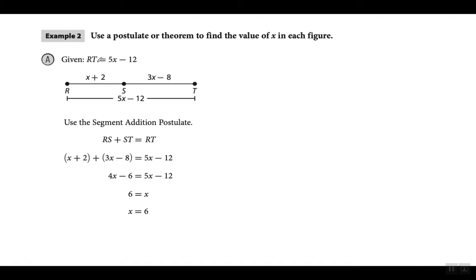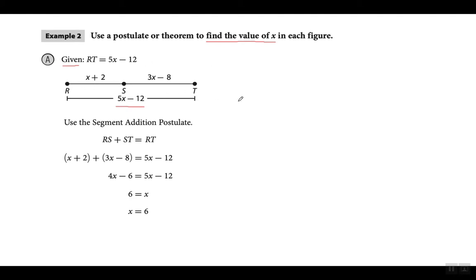Okay, so the question is, we've got to solve for x. They want us to find the value of x in each figure. That's what it says here. Find the value of x. So look, they're giving us this information. Given that RT equals this, RT is the entire thing, starting here all the way to here, the entire thing is 5x minus 12. That's what it's saying down here, that the distance from R to T is 5x minus 12.